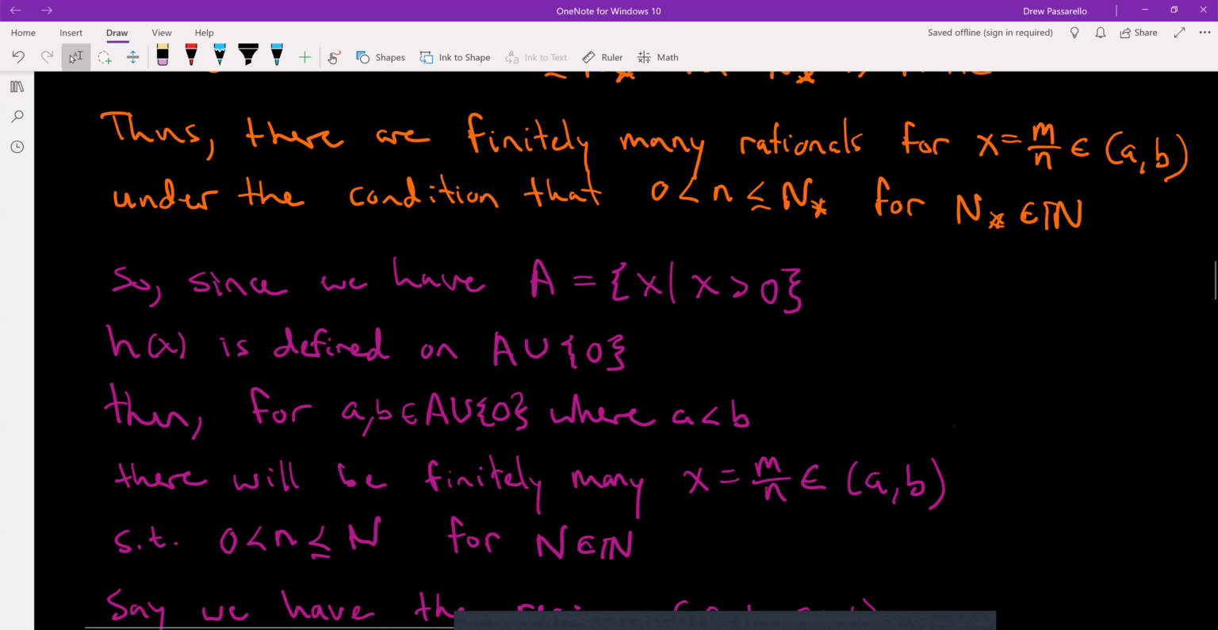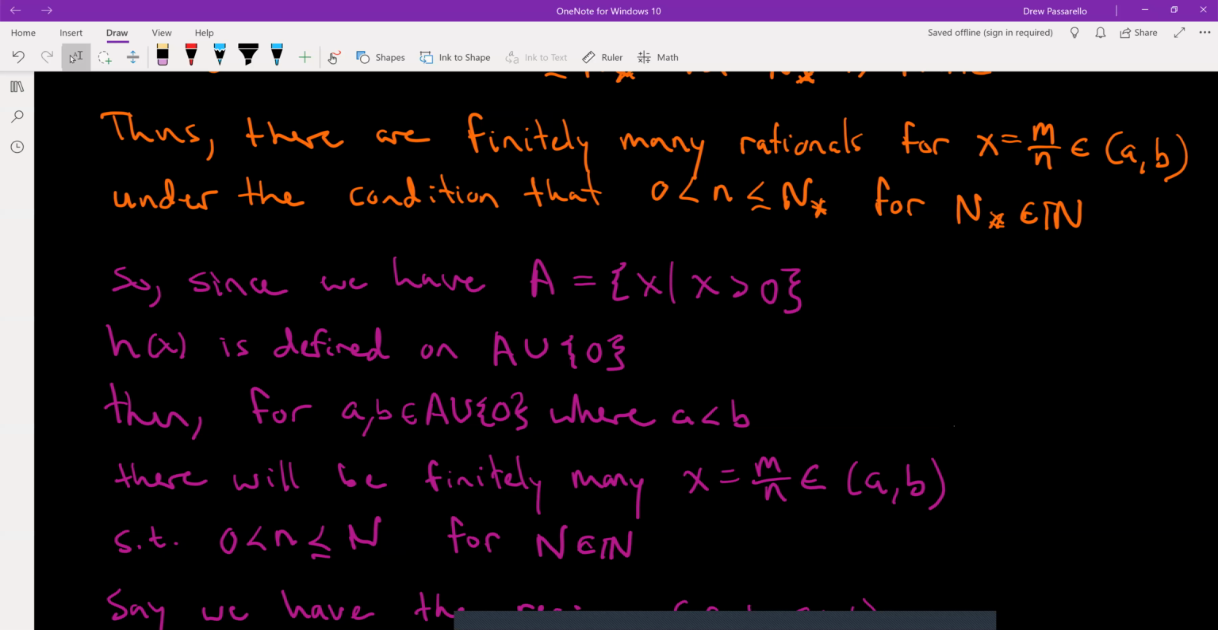All right, so since we have A equals the set of x's where x is greater than 0 and h of x is defined on A union 0, then for a, b part of A union 0, where a is less than b, there will be finitely many x's in any open interval (a, b) such that the denominator little n is less than or equal to the denominator capital N. So finitely many rationals in some open interval (a, b), where a and b are part of our A union 0 domain, whose denominator is less than or equal to capital N.